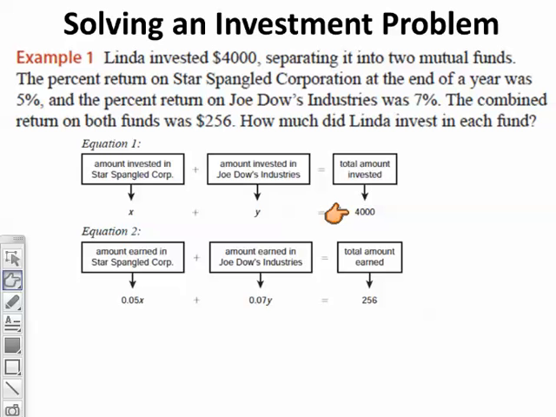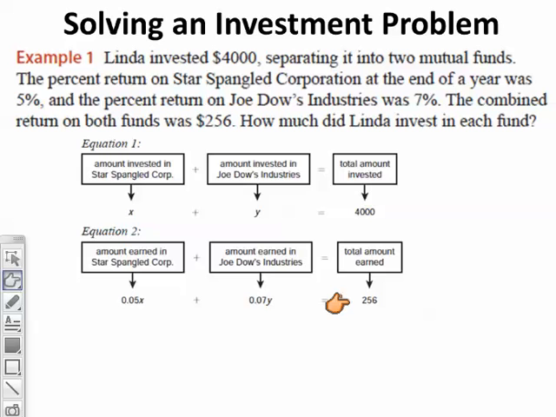First sentence, one equation. The percent return on the Star Spangled Corporation at the end of a year was 5%. I'm going to use that 5% times X. I just know I am, okay? And the percent on Dow's industry was 7%, 7% times Y. And the combined return on both of them was $256. If I add them together, I get $256. I have a system of equations.